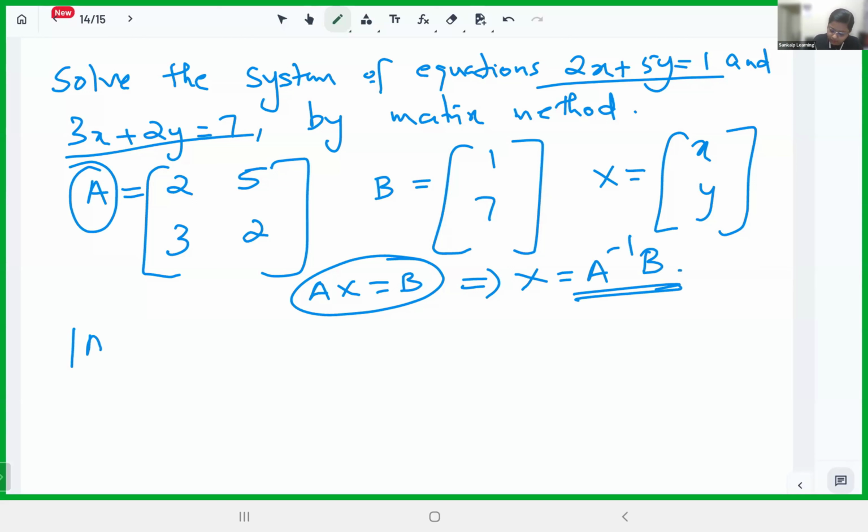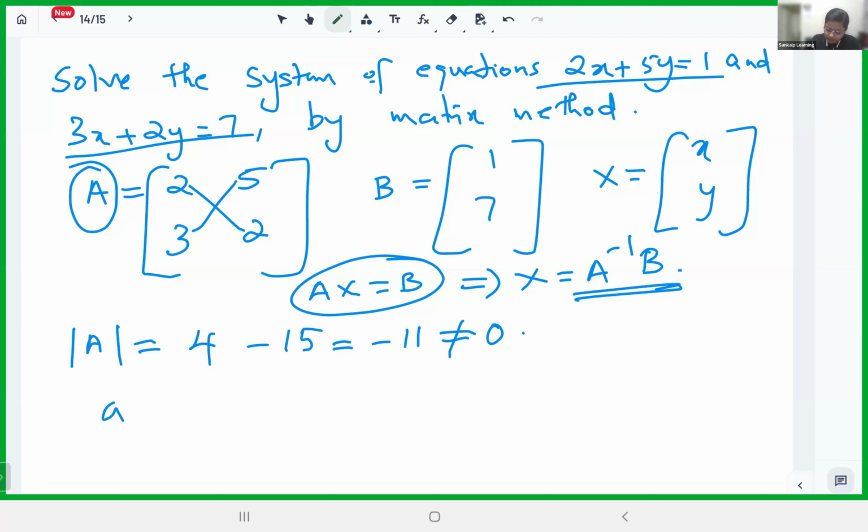So first we are going to find the determinant of A. Determinant of A is equal to cross multiply and then minus: 2 into 2 is 4 minus 5 into 3 is 15. 4 minus 15 is equal to minus 11, that is not equal to 0. So the determinant is not equal to 0, and the inverse of that matrix exists.